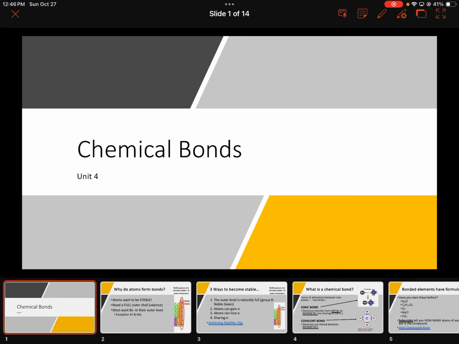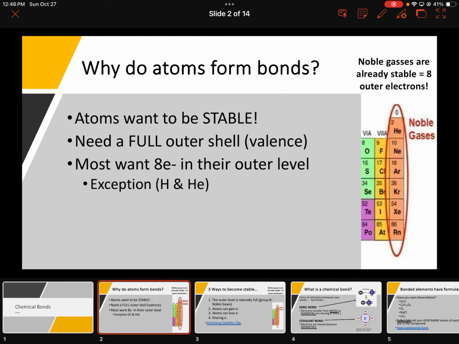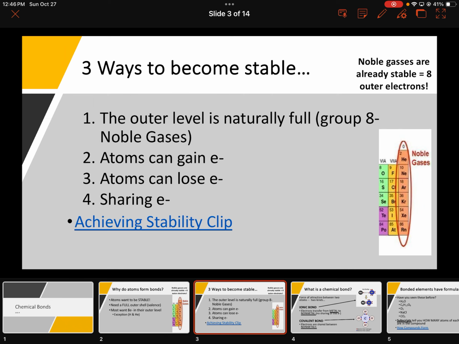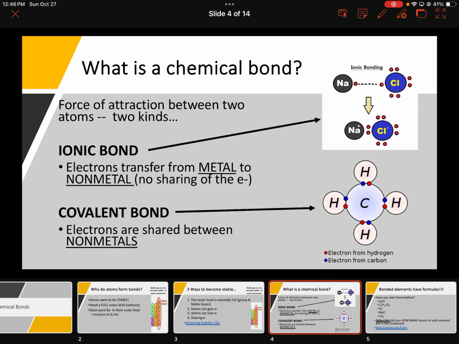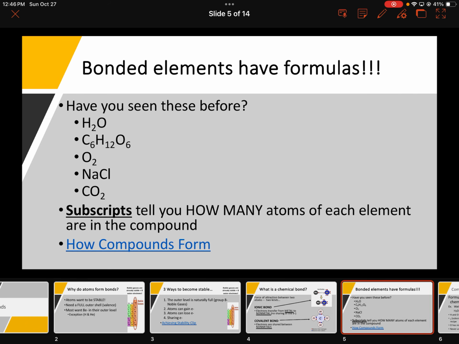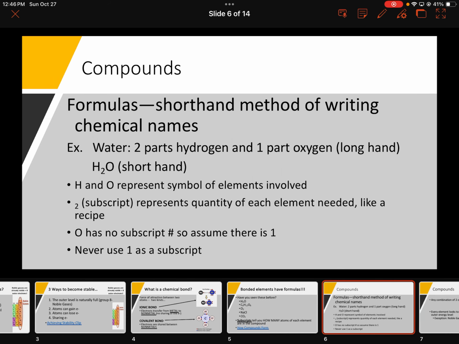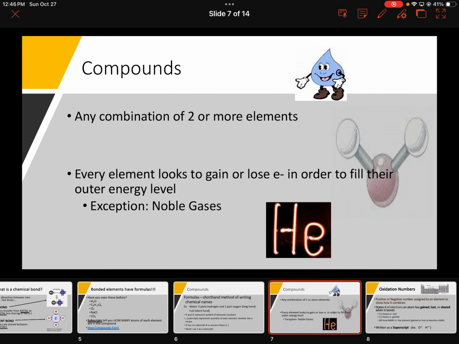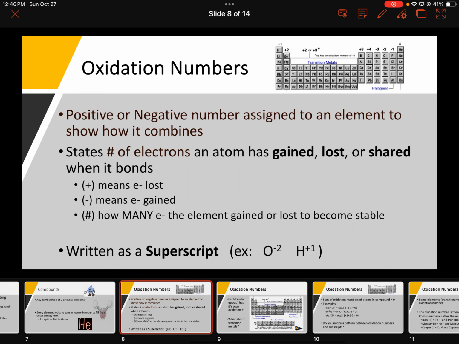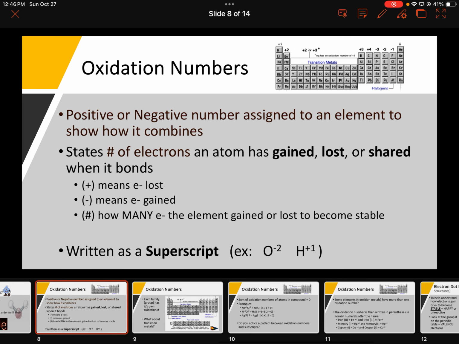All right, you guys, up in this lesson would be oxidation numbers. We've already talked about atoms wanting to become stable. Most elements want 8 electrons in their outer energy level. They can gain or lose. We've talked about that, looking at valence electrons. Now we're going to start talking about the oxidation numbers and how elements are going to form different types of bonds. We've got a couple slides on oxidation numbers that I want to talk about.